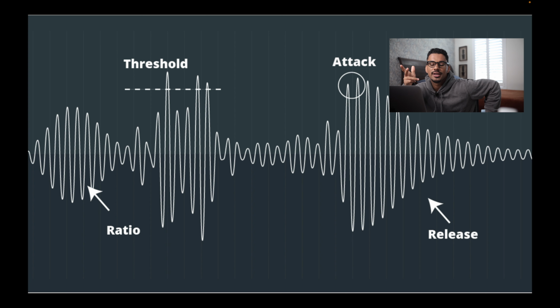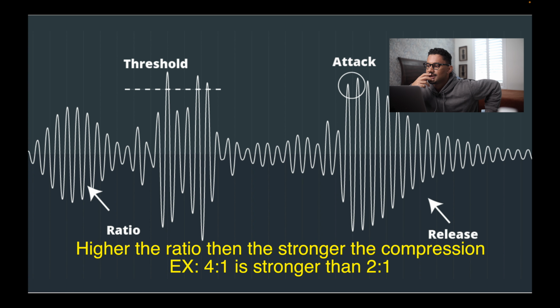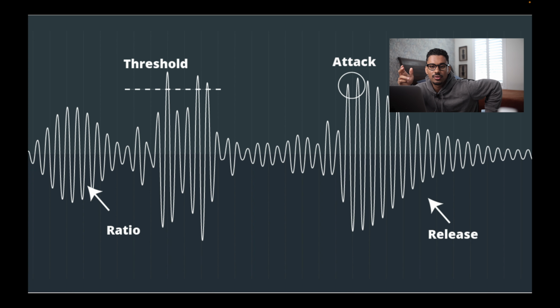Ratios work like any other ratio. So when a ratio is 2 to 1 or 4 to 1, that basically means for every 2 decibels that your signal goes over the threshold, only one will go through. Let's say you set the threshold at negative 16 and you hit negative 14, and you have a ratio of 2 to 1, then only one of those 2 decibels that you went over the threshold will go through. You know what I'm saying?